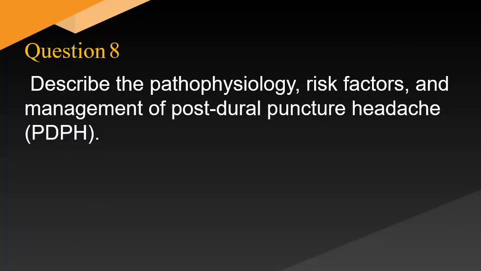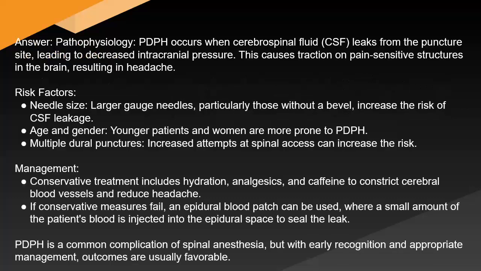Describe the pathophysiology, risk factors, and management of post-dural puncture headache. Answer: pathophysiology. PDPH occurs when cerebrospinal fluid (CSF) leaks from the puncture site, leading to decreased intracranial pressure. This causes traction on pain-sensitive structures in the brain, resulting in headache. Risk factors: needle size. Larger gauge needles, particularly those without a bevel, increase the risk of CSF leakage. Age and gender: younger patients and women are more prone to PDPH. Multiple dural punctures. Increased attempts at spinal access can increase the risk.